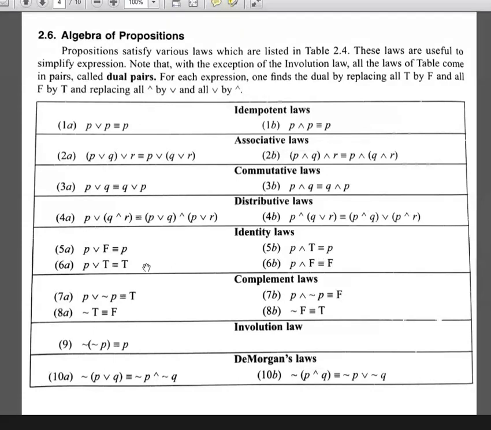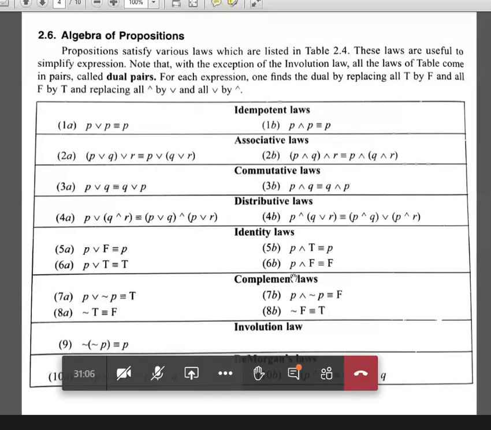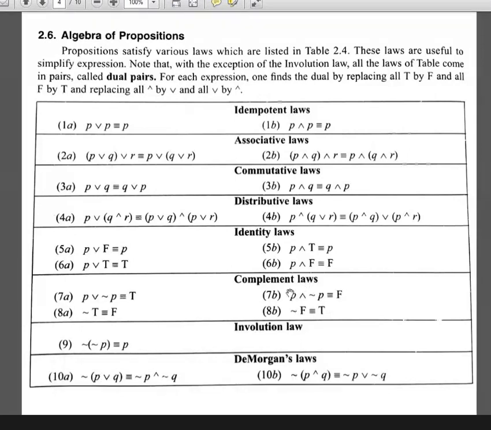What are the complement laws? For P disjunction negation P, for example, take P as true. Then true or negation of true, which is F. So true or F gives true, because a disjunction is false only if both are false. For complement laws, they make it the opposite.